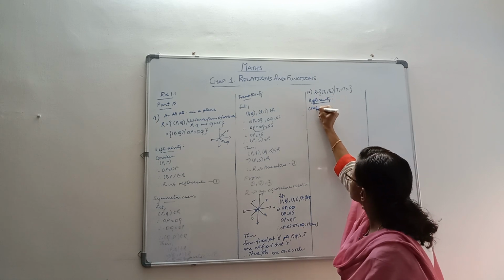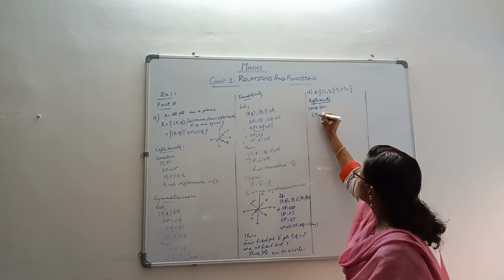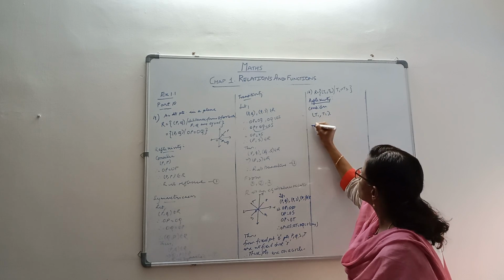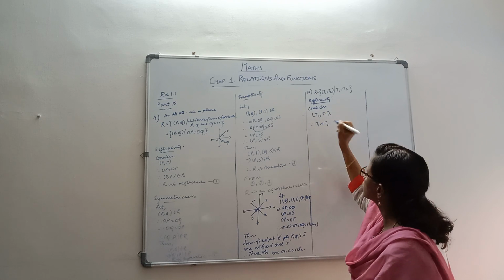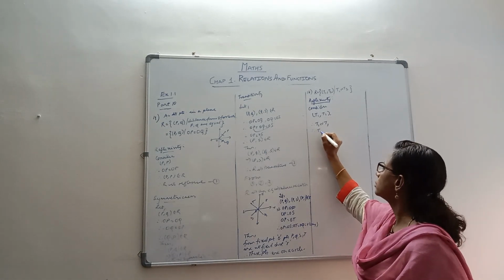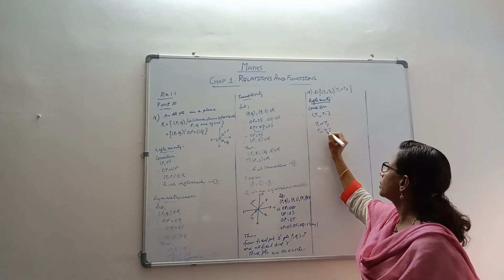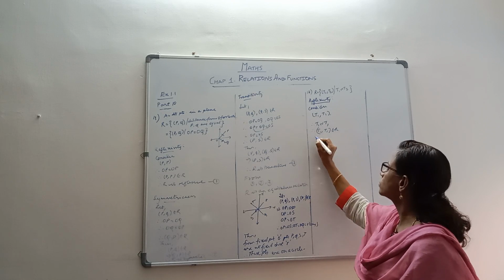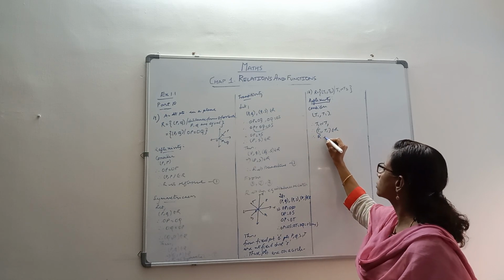Consider T1, T1. Obviously, every triangle is similar to itself. There is no harm in telling that. Therefore, T1 and T1 will definitely belong to R. There is no debate about it. So R is reflexive.